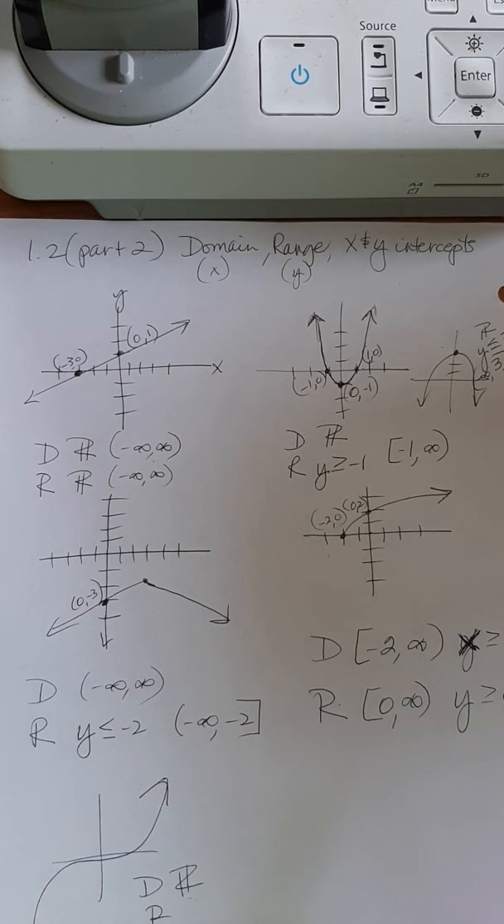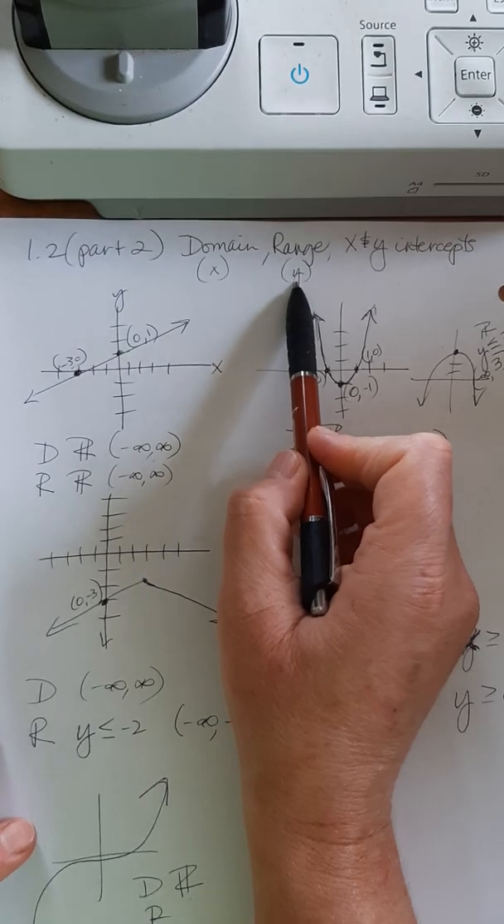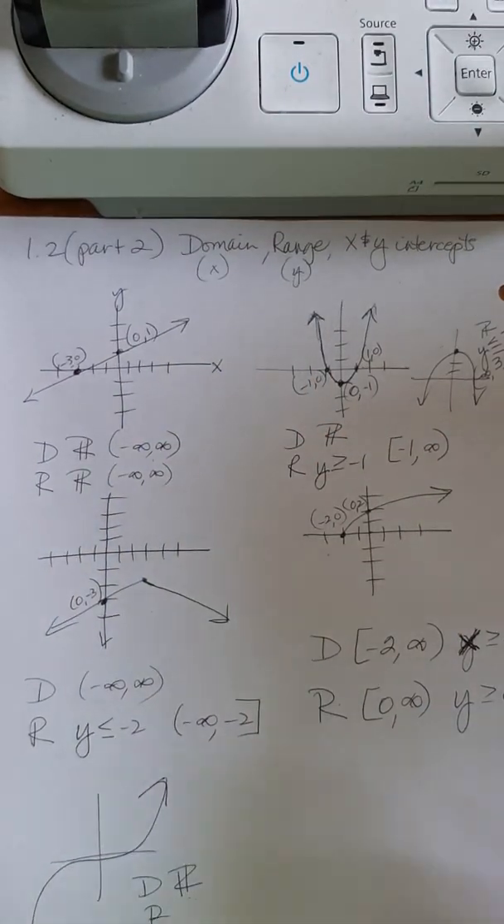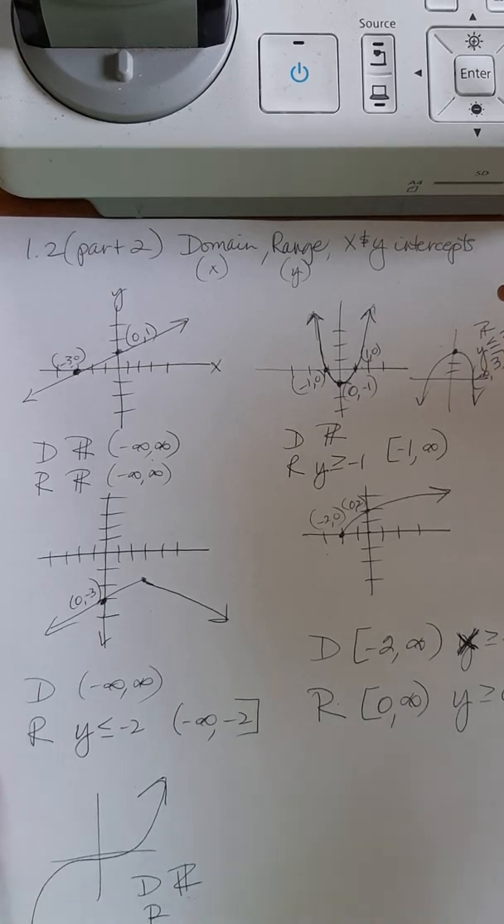But the main thing to remember is domain. Domain is always your x's. Range is your y's. X-intercepts where it crosses the x-axis. Y-intercept where it crosses the y.